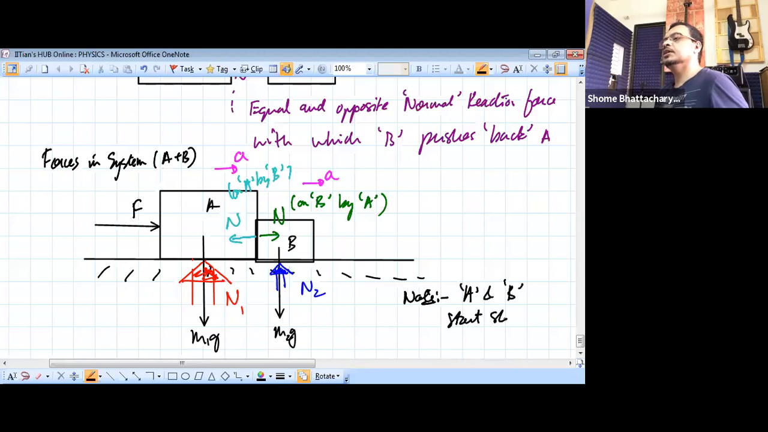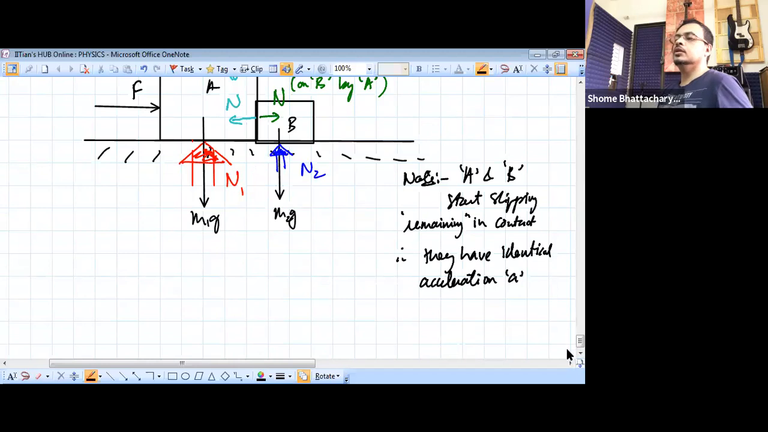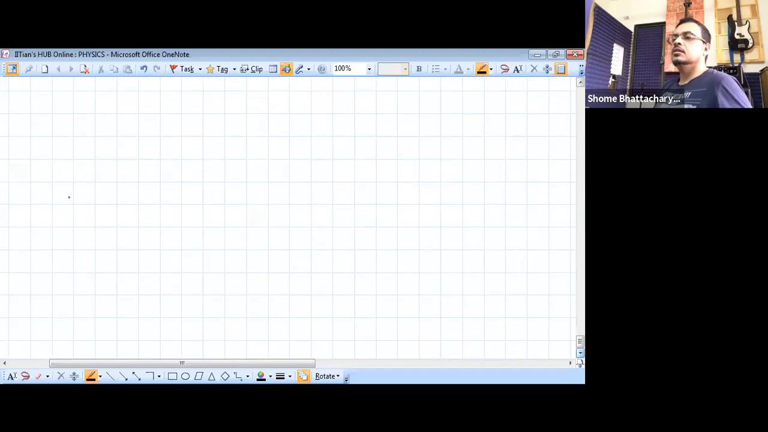They don't start slipping but remain in contact. They don't come out of contact. So because they are remaining in contact, we can say that they'll have common acceleration. Therefore, they have identical accelerations, both of them.